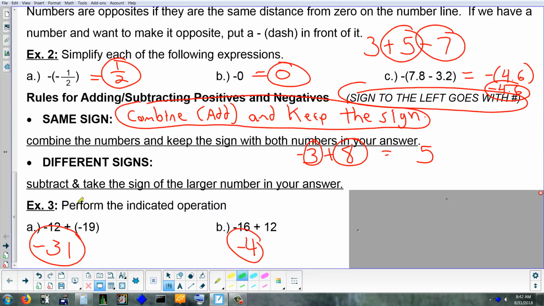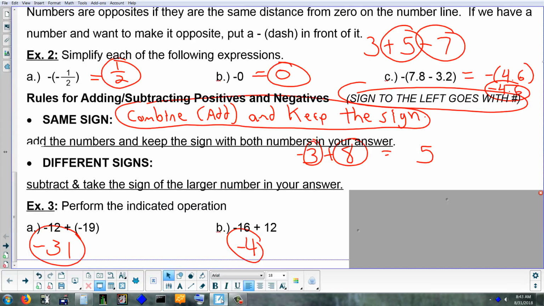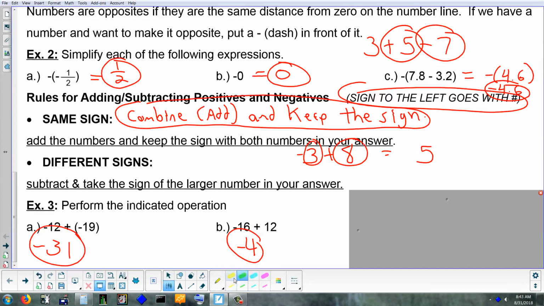Okay? And again, some of you guys might just know. I know negative 16 plus 12 is negative 4. You just know. That's perfectly fine. That's good. It's not a bad thing. Good, Mr. Hager? Okay. One more.